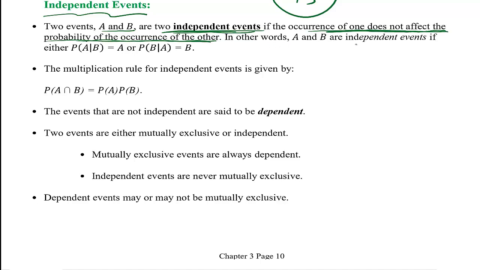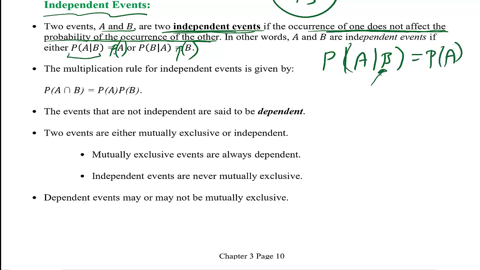In other words, A and B are independent events if either the probability of A given B equals the probability of A, or the probability of B given A equals the probability of B. Note this: the probability of A given B equals the probability of A. So whether B is given or not, the probability of A given B equals the probability of A. We call these two events independent events. And in this case, the multiplication rule will be the probability of A intersect B equals the probability of A times the probability of B, not the probability of B given A, because the probability of B given A for independent events will be the probability of B.